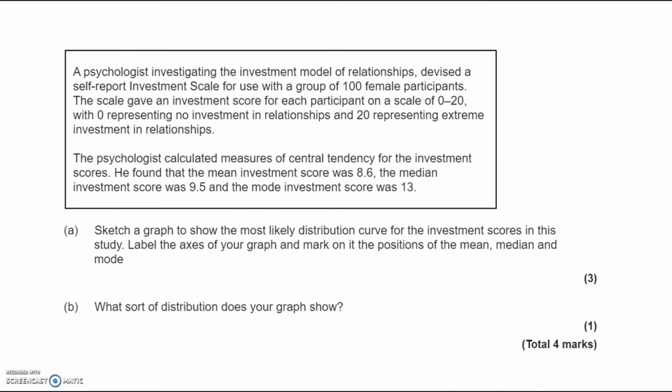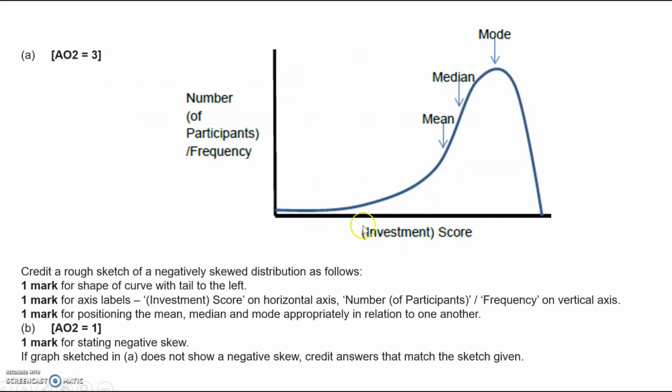Again, we've got another question here. Pause the video, have a read of the question. So there are two parts to this question. It's asking you to sketch a graph of the distribution curve and then talk about what the distribution of your graph shows. So you've got the median at 9.5, you've got the mean at 8.6, you've got the mode at 13. So your graph will end up looking something a little bit like this. It's a rough sketch, but you've got the number of participants, the investment score, you've got the mean here as the lowest figure, the median here, and the mode.